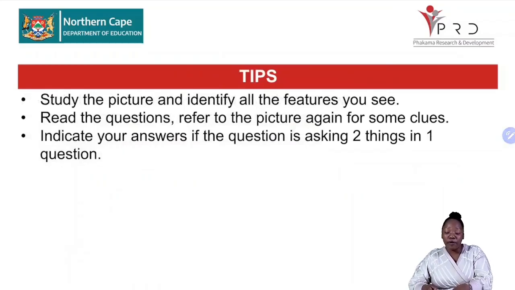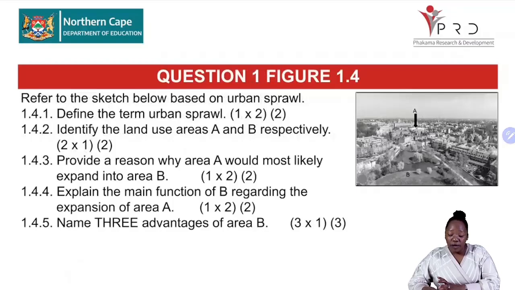So now, you have studied the picture and we have identified the features. Secondly, now we need to read the questions. And then after reading the questions, we need to go back to the pictures. So let us look at the question. You have 5 questions. In those 5 questions, you need to define the term urban sprawl. Remember, I said by reading the statement, what is the question or what is the diagram about? You then ask yourself, what have you learned in the urban sprawl during the teaching and learning?